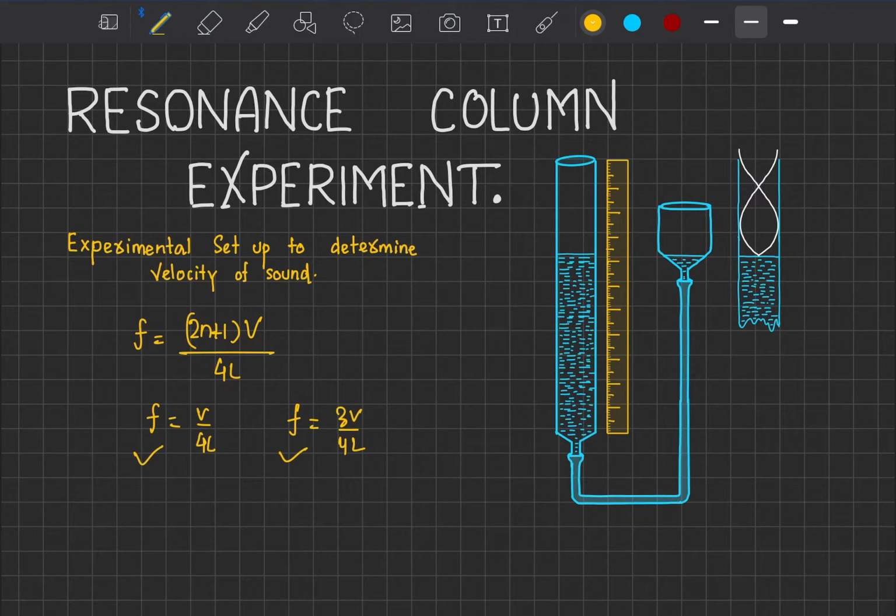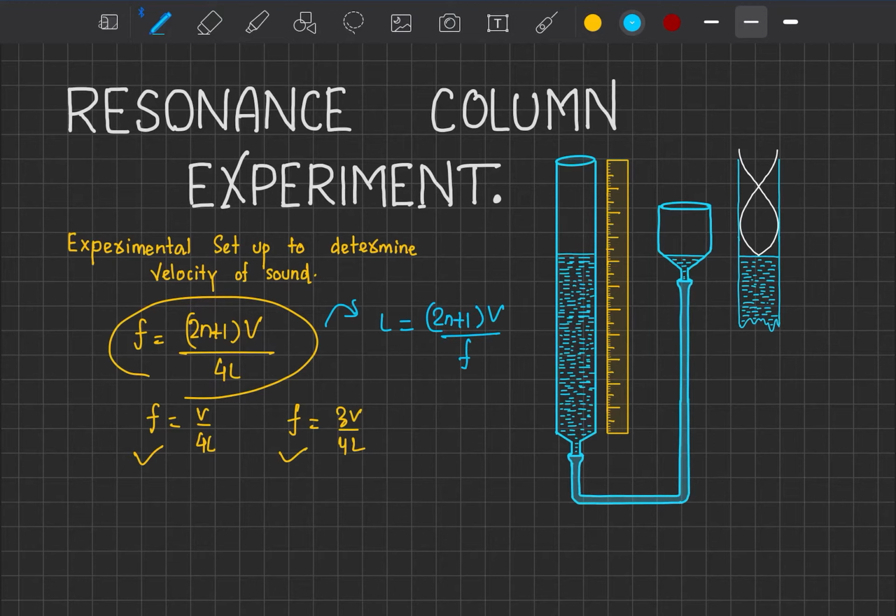Now let's modify it a little bit. Let's say we keep the frequency fixed, meaning we should get a standing wave of a particular frequency. Then what should be the length of the organ pipe? Let's rearrange this formula. If we rearrange it into this form, what is L? L is 2n plus 1 into V by 4F.